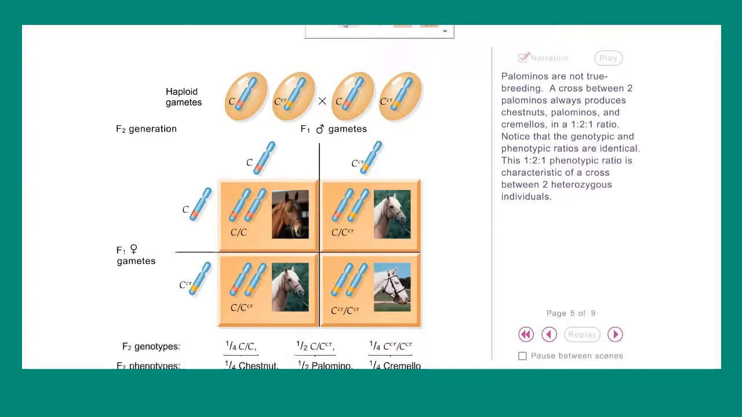Notice that the genotypic and phenotypic ratios are identical. This 1 to 2 to 1 phenotypic ratio is characteristic of a cross between two heterozygous individuals.